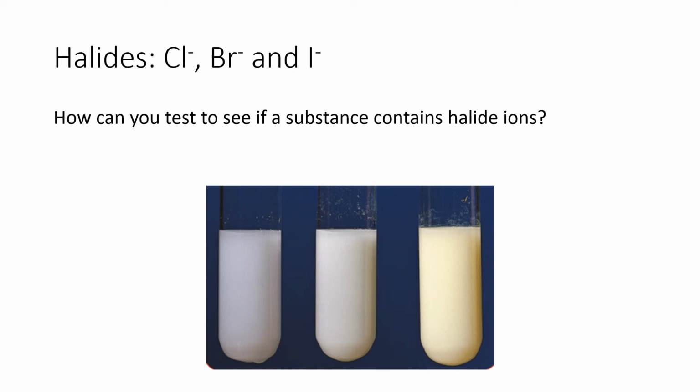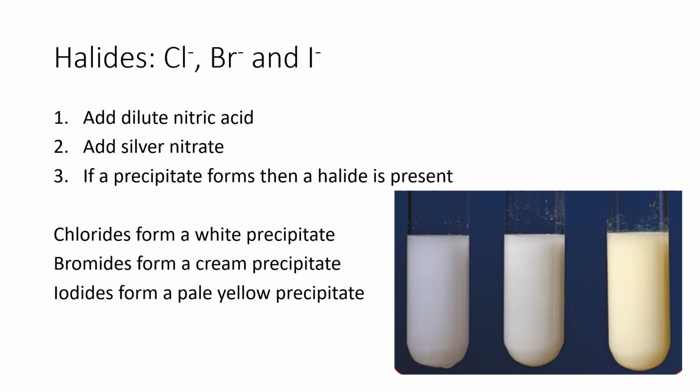So the three that we need to know are chloride ion, bromide ion, and iodide ions. And what you do is you react it with dilute nitric acid, and that just gets rid of any carbonates that might be present in the substance. You then add silver nitrate, and if it forms a precipitate, then a halide is present. So add dilute nitric acid, add silver nitrate. If there's a precipitate, then a halide is present.